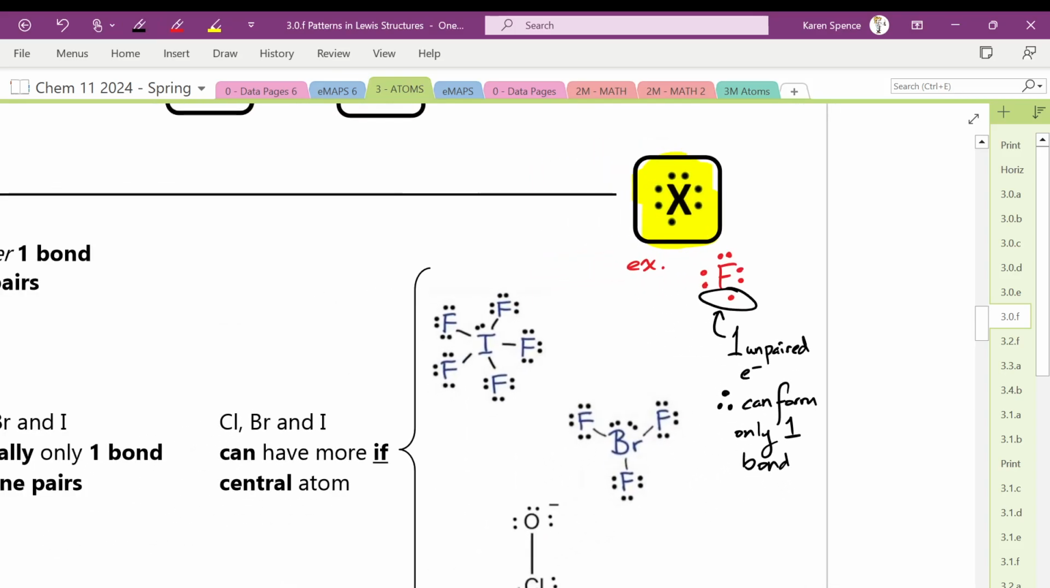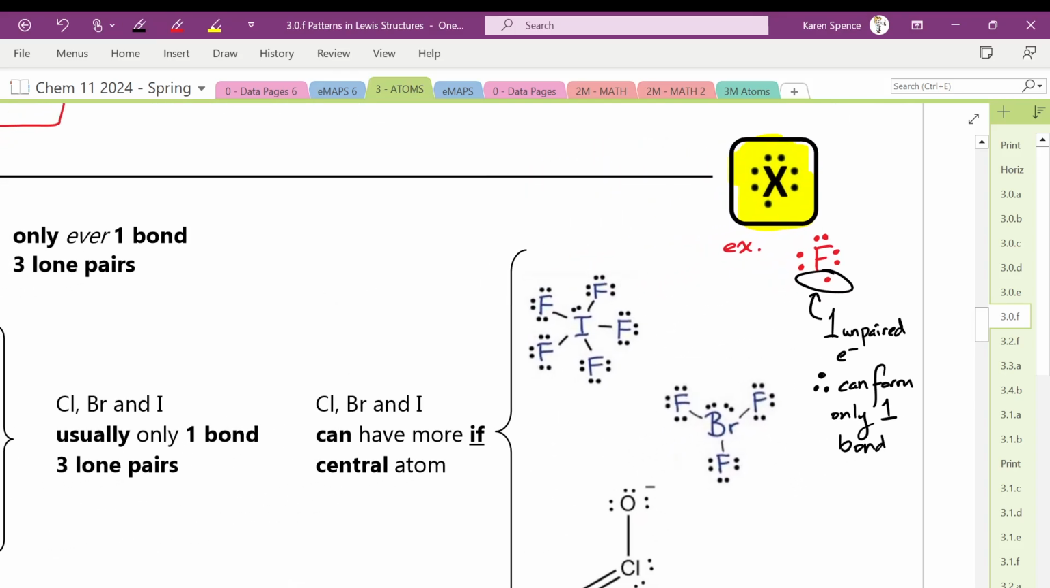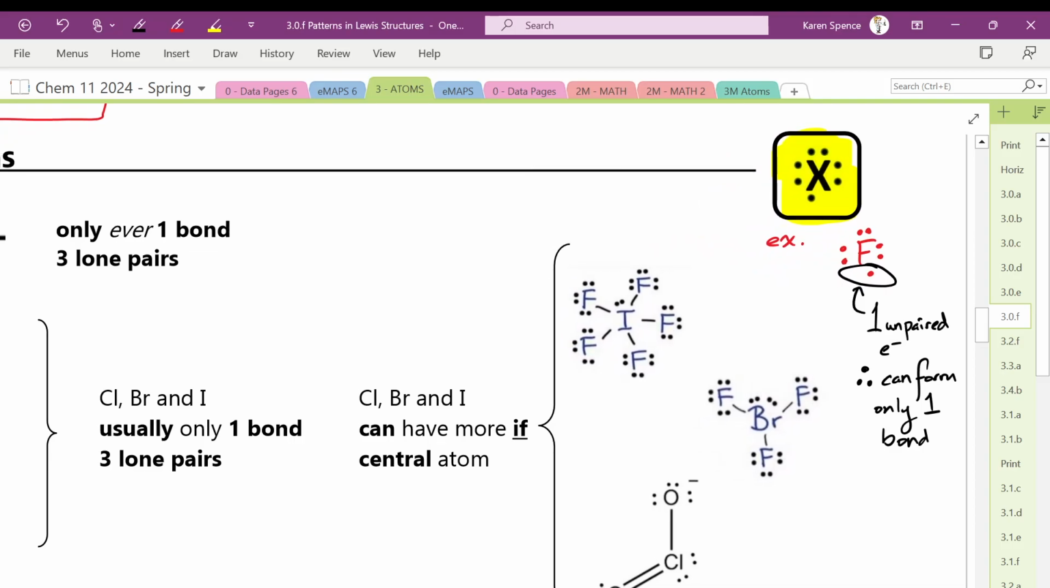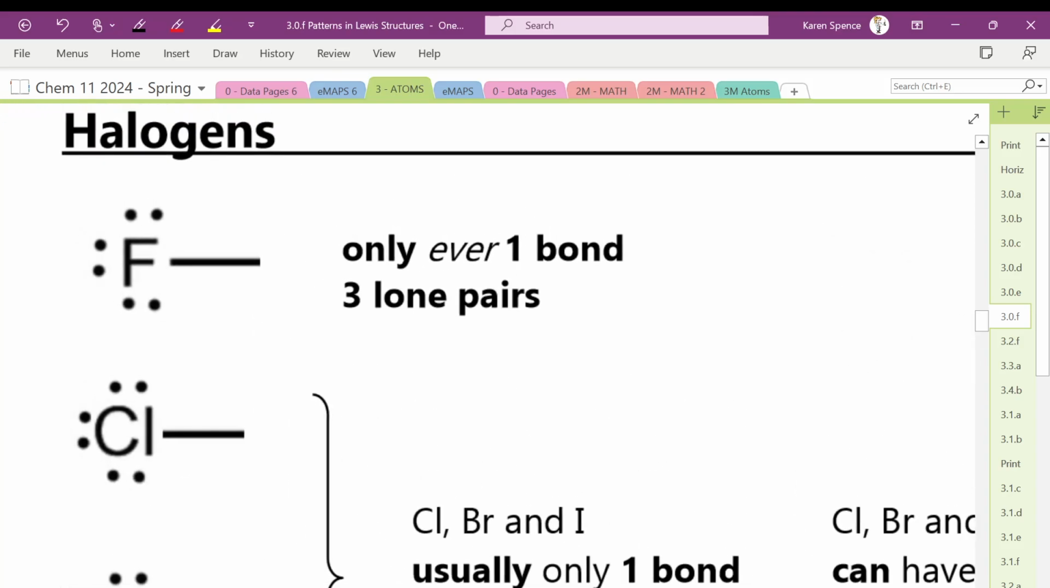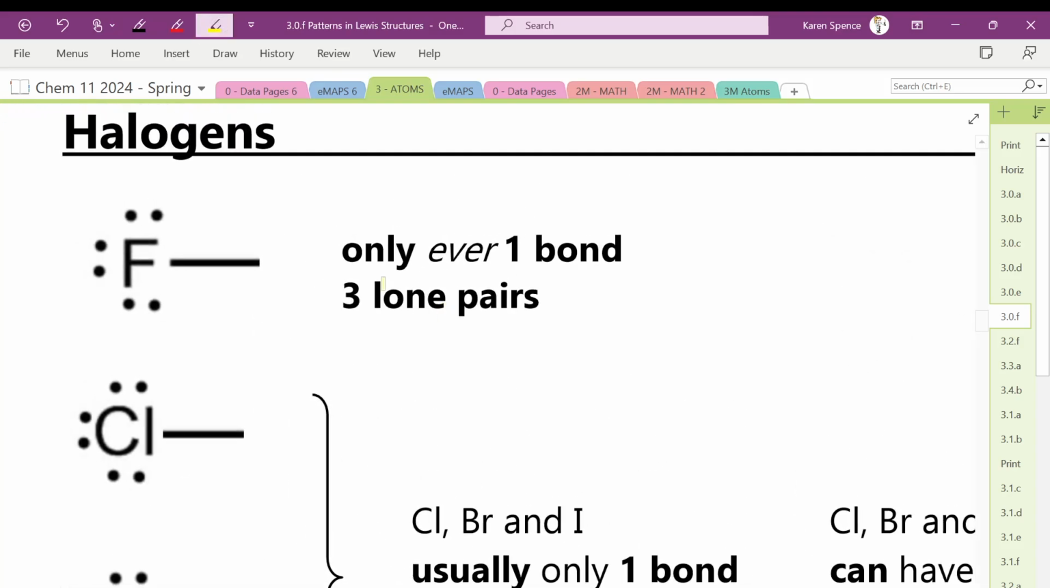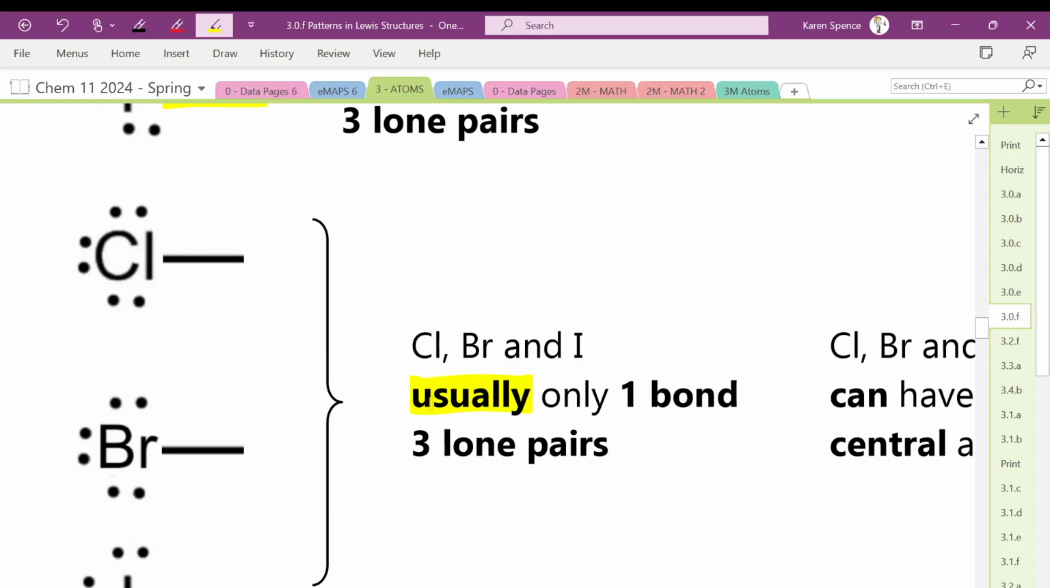Now, if we go over to the left here, I'll come back to that in a minute if you missed it. But if you look, it says fluorine. How many bonds can fluorine form? Only ever one bond. Chlorine, bromine, iodine, usually only one bond, because they all have that one unpaired electron.